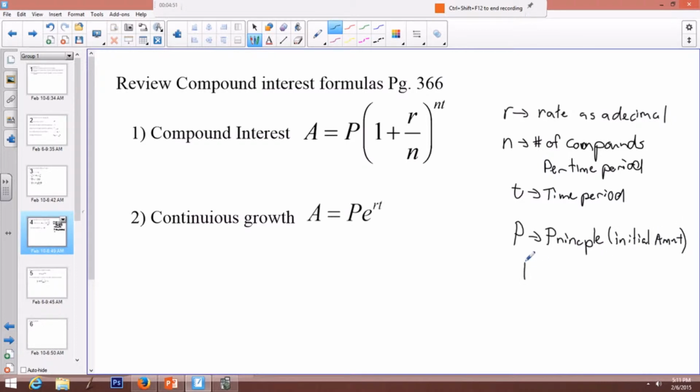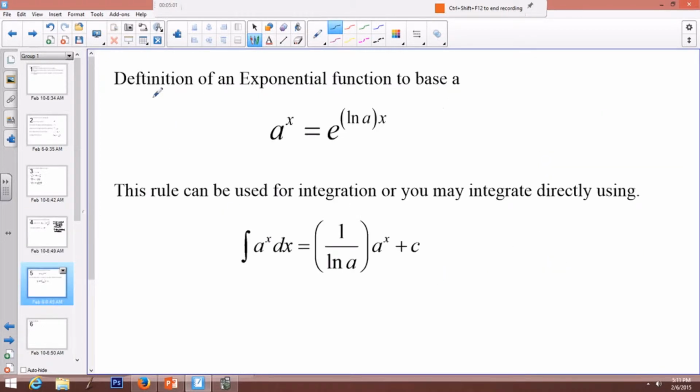And the A, that will be our final amount. So again, things that you've already seen. And then the definition of exponential function to a base, a to the x is equal to e to the ln of a times x. And again, this shouldn't be new. These are all expressions that you've seen.